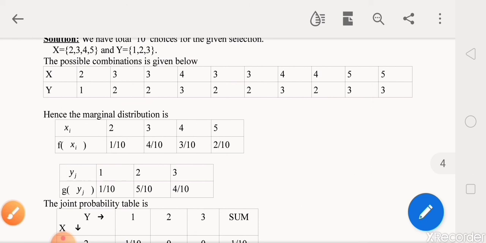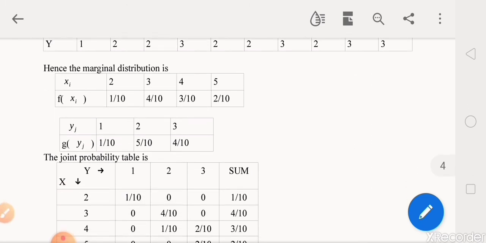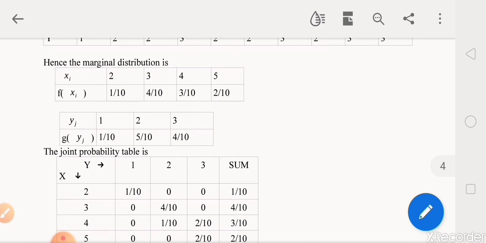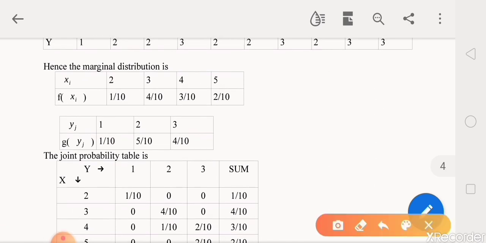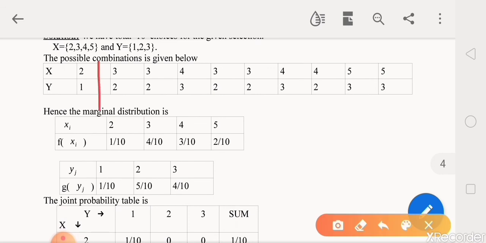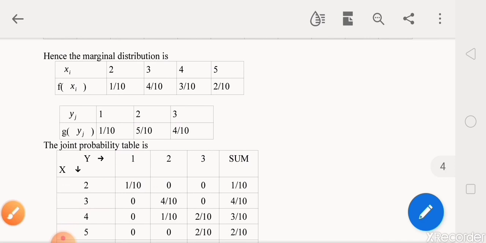Using this, we have to write the joint probability table. We have all x values and y values. Write x and y as given: 2, 3, 4 and 1, 2, 3. Now we have to consider the possible probabilities. X equal to 2, y equal to 1. Here we have one case out of 10 cases. So we have 1 by 10.